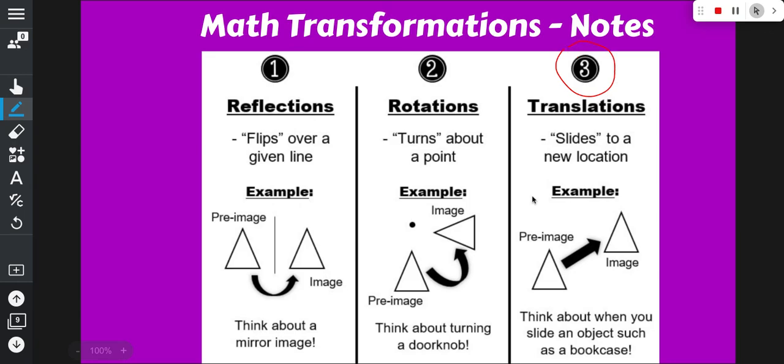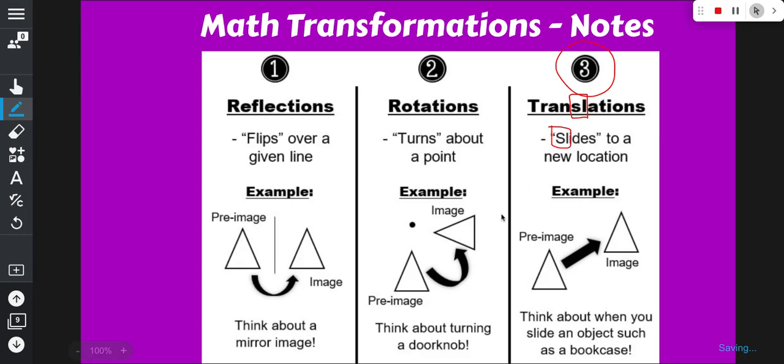Now, translation means the object is just going to slide to a new location, but it doesn't change how it looks. It's going to look the same, it's just going to slide over. A good way to remember is that in the middle of the word translation is an SL that can stand for the first part of slide.